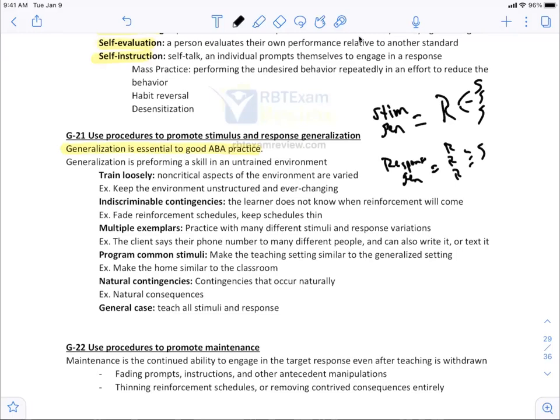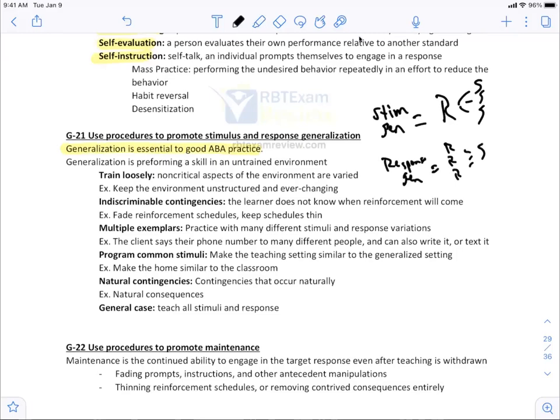Program common stimuli. Just like we want to train loosely, change the environment, make it unstructured, we also want to program common stimuli into the environment. We want to make the environment as close to the real thing as possible.